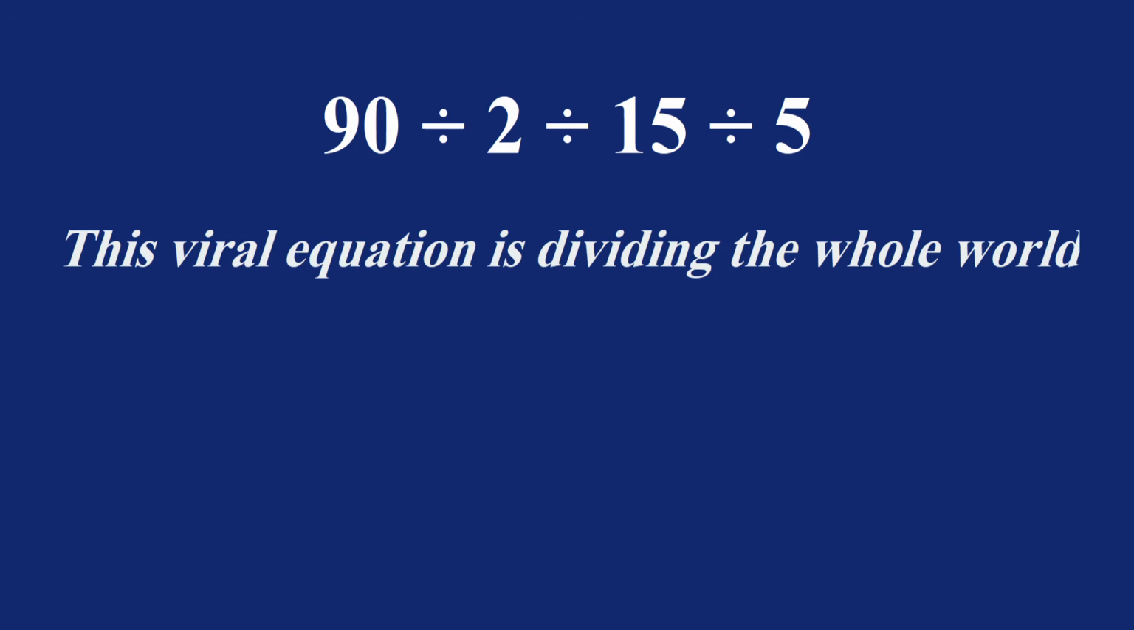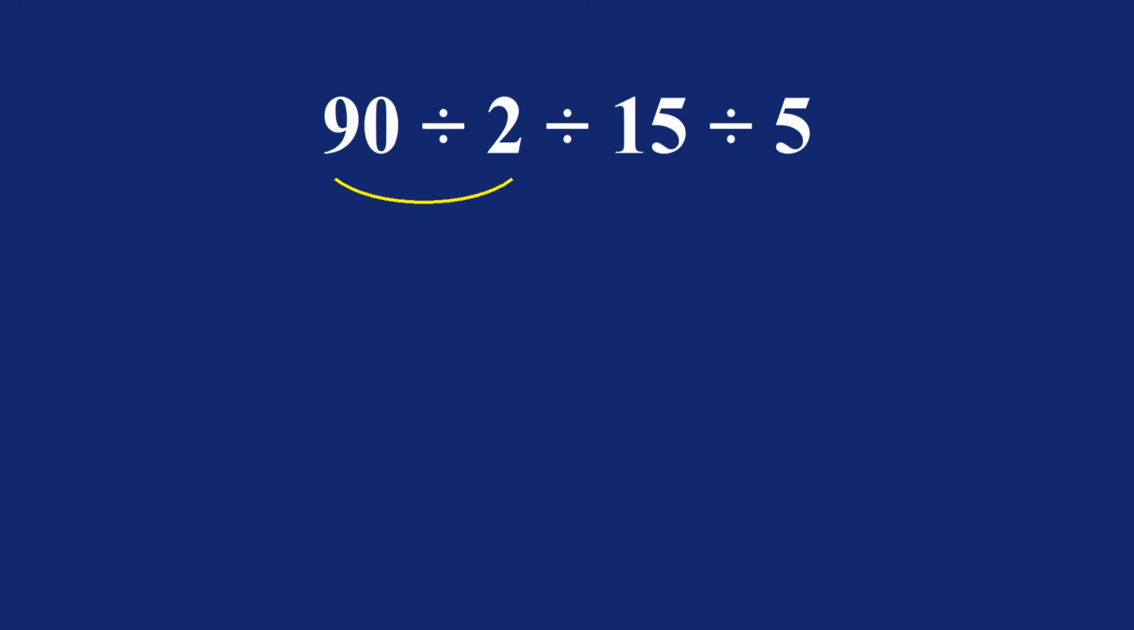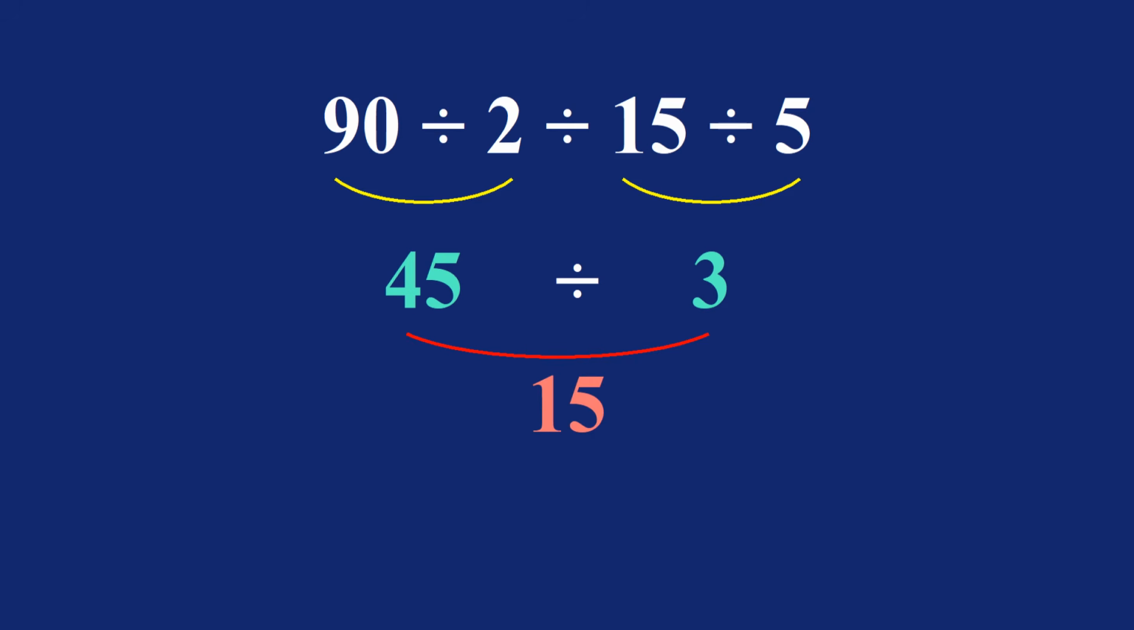In this exclusive video, 90 divided by 2 gives us 45, and here we have 15 divided by 5, which equals 3. So 45 divided by 3 is just 15. But this answer is not correct because according to the order of operations, when we have more than one division in an expression, we have to work from left to right.